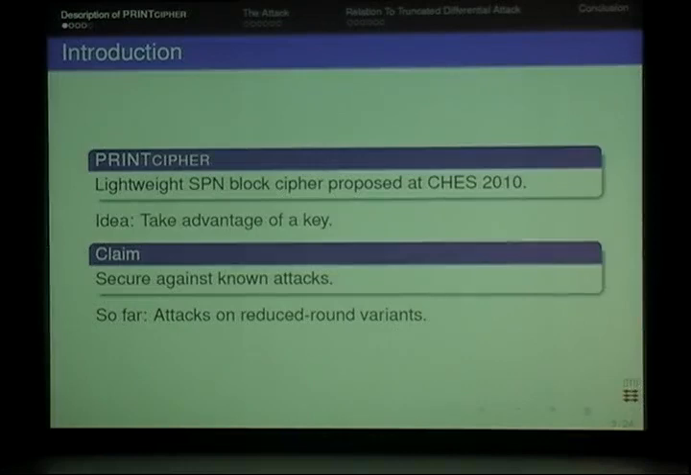is to take advantage of a fixed key. Yeah? So the fixed is missing there. Yeah? Otherwise, it's not very innovative, maybe. Yeah?